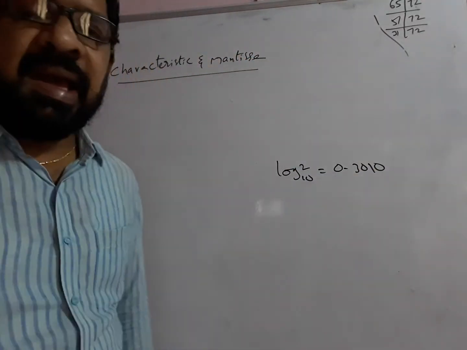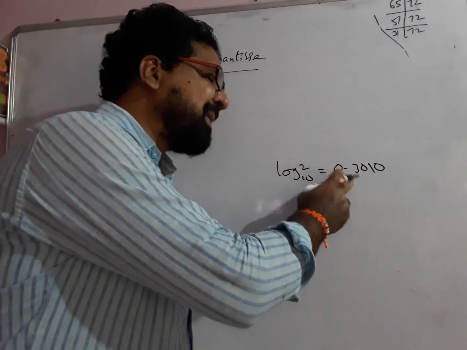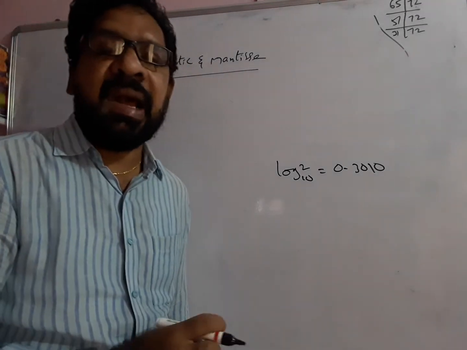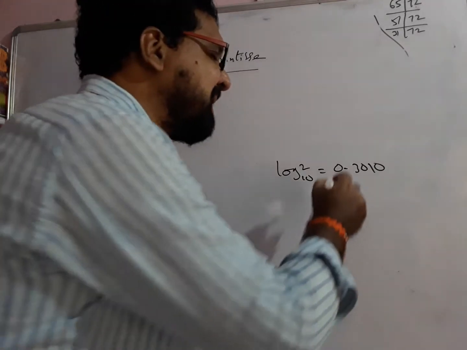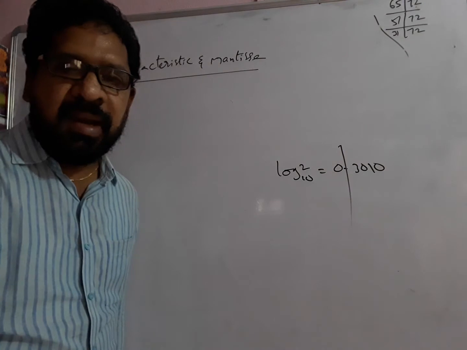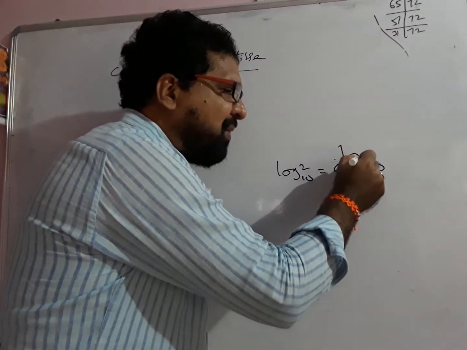Here, the value of the logarithm must contain a decimal part. The decimal value must contain two parts: before the decimal point and after the decimal point. Here this is the decimal point, with one part before it and one part after it.